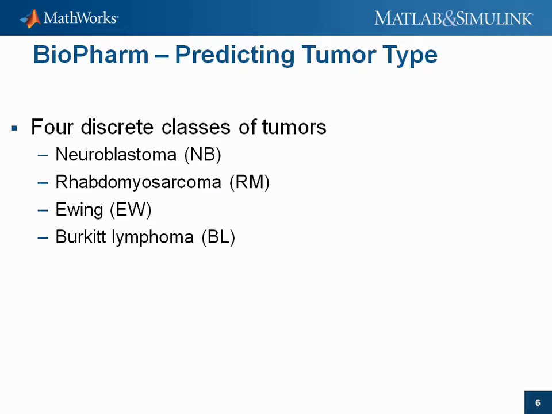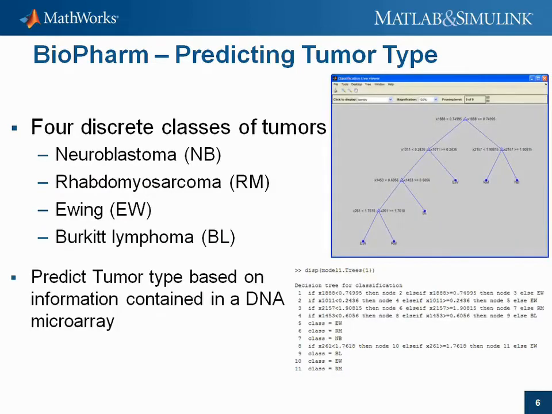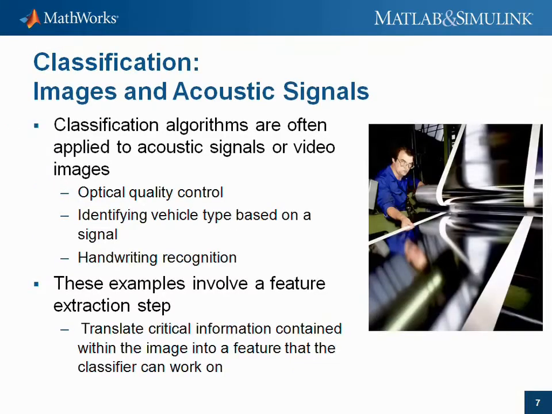Biopharm is another industry where we see heavy use of classification algorithms. This example shows a classification algorithm that was designed to identify tumor type. The tumors belong to one of 4 discrete classes. The classification algorithm automatically predicts tumor type based on the DNA profile contained within the cancerous cells. Classification algorithms are often used to post-process video images, acoustic signals, or even a combination of both. The examples here are almost endless.